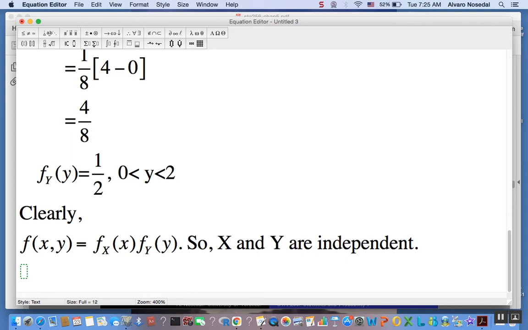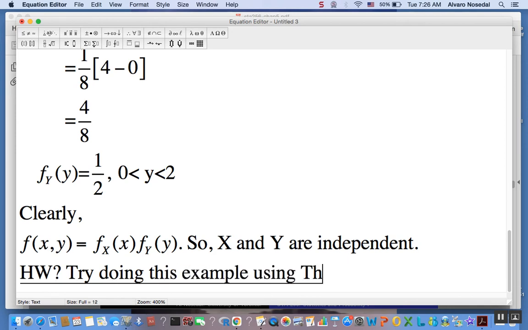Now, just as a homework problem, in this case, try and do this one using a different theorem from your textbook. Homework, okay. Try doing this example using Theorem 5.5. Okay? So we're done with this example here.